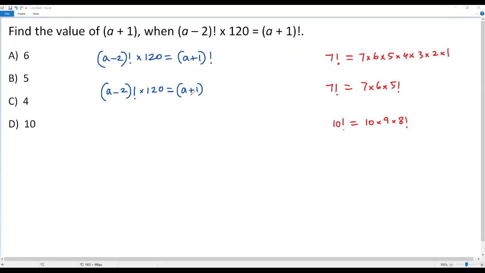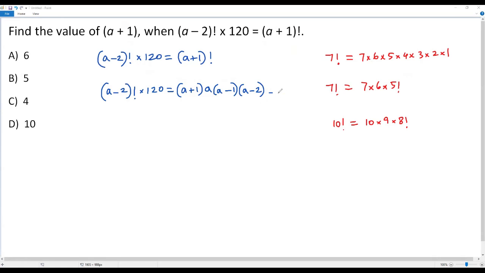The same logic applies. Since we are trying to evaluate (a + 1)!, first I write a + 1 as it is. To get the next term, I subtract 1 from a + 1 and get a. Subtracting 1 from a gives a − 1. Subtracting 1 again gives a − 2. And it will continue down to 1, like what we did for 7 factorial.